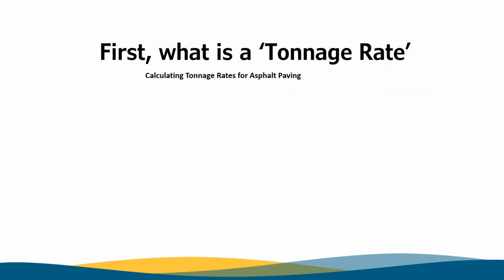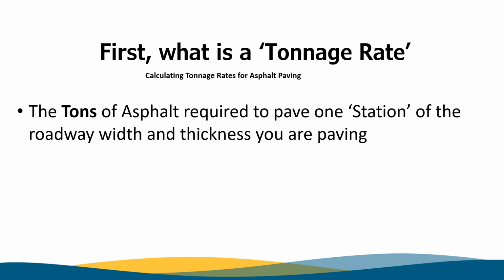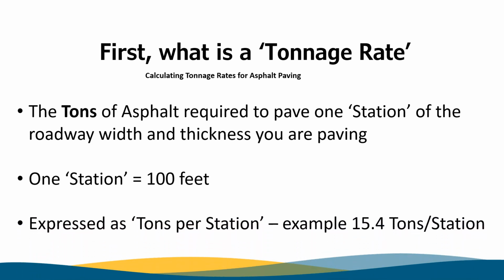First, let's define what a tonnage rate is. It is the amount of tons of asphalt required to pave one station of the roadway to the specified width and thickness that you are paving. For those of you who do not know, when we refer to one station, a station is 100 feet of distance, and it is referred to as tons per station. For example, we are paving 15.4 tons per station.